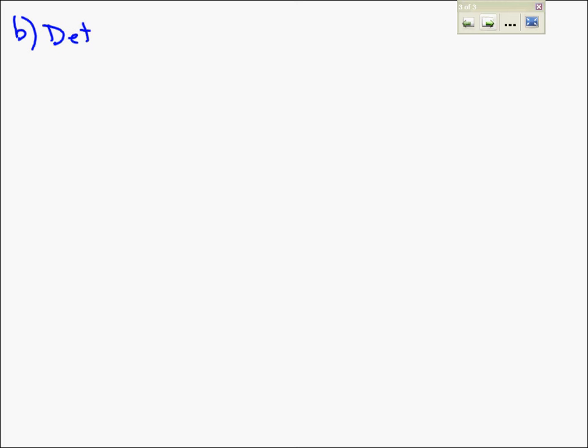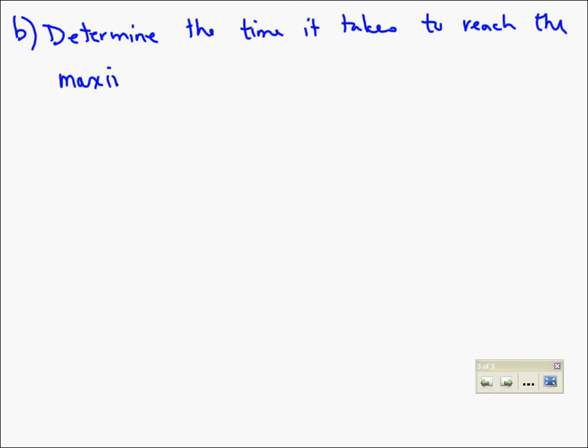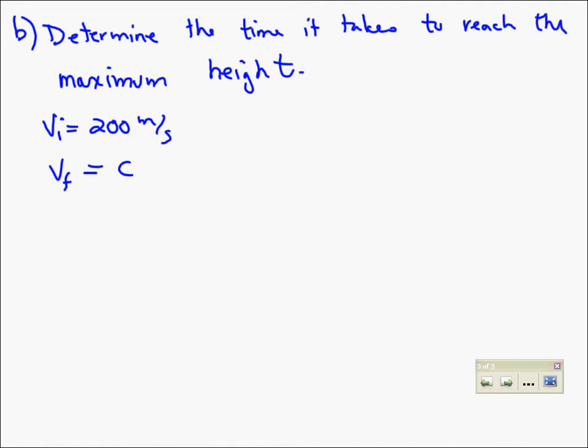Determine the time it takes to reach the maximum height. We know vi is 200 meters per second. We know vf is 0 at the tip top. We know acceleration is negative 9.8 meters per second squared.